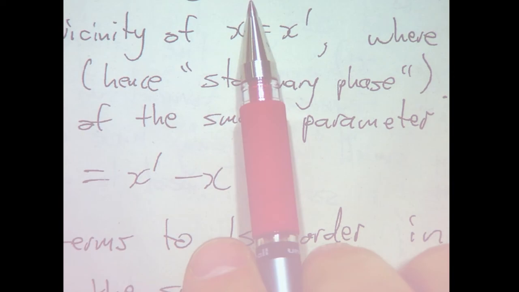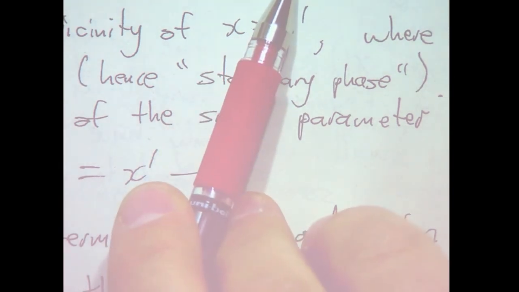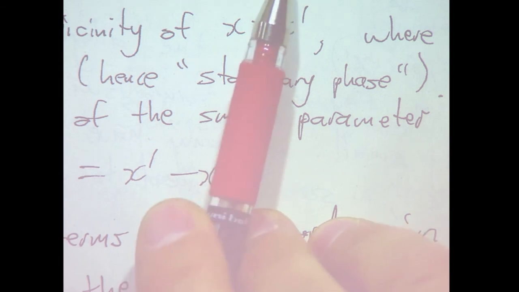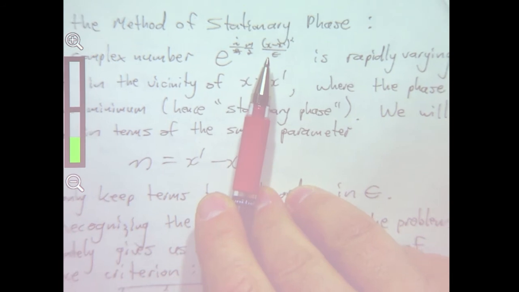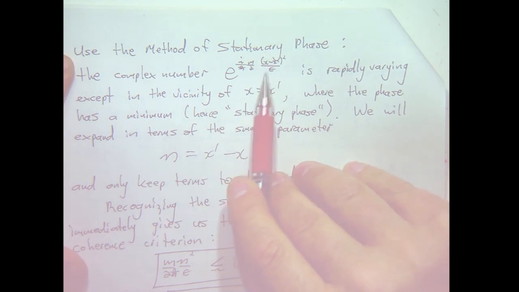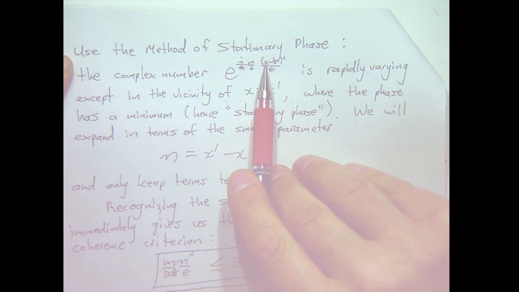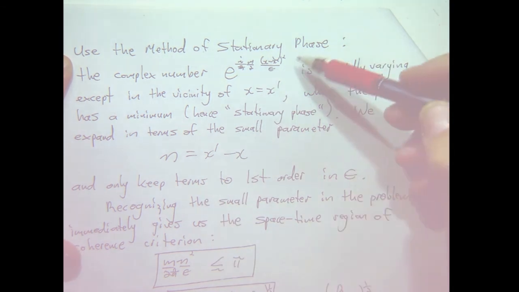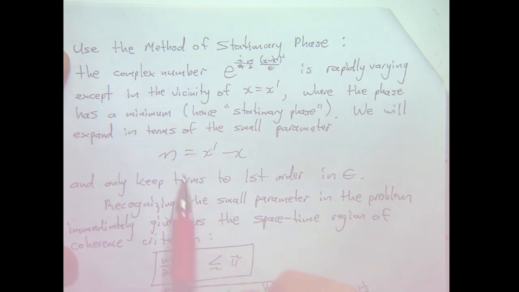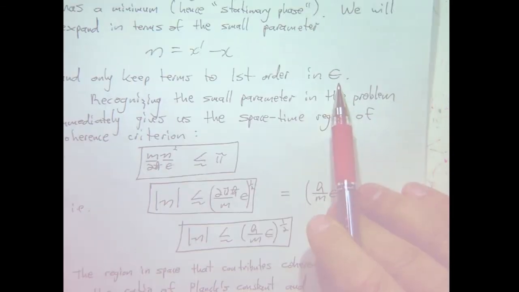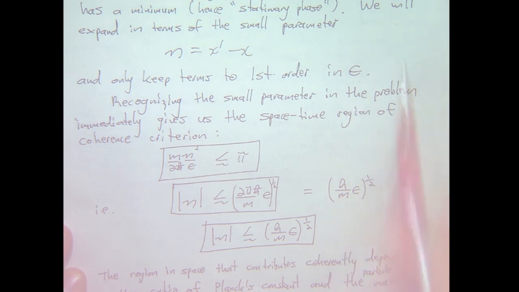Okay, so this complex phase factor is rapidly varying except in the vicinity of x equals x prime. So that's going to be the stationary phase region, if you like. So eta is going to be x prime minus x, and you expand everything and keep terms only to first order in epsilon, to be consistent with what we're aiming for and how we've set the problem up. And so throw away all higher order terms in epsilon.